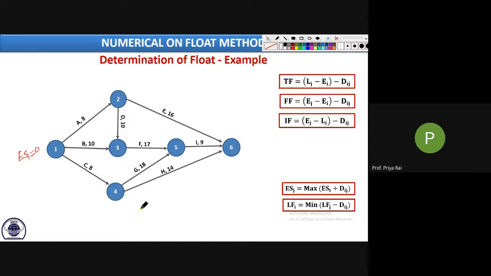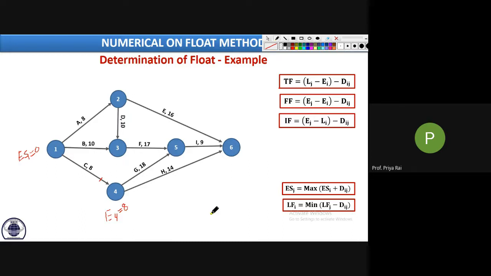Now which event will we start with, 2, 3 or 4? 4, because it has only a single arrow, so only one value. I am writing it as E. E4 is coming from 1, so E1 plus duration: E1 is 0 plus duration 8, so 0 plus 8 is 8.